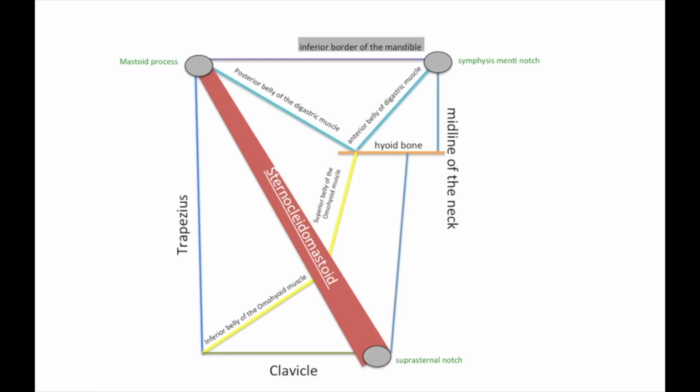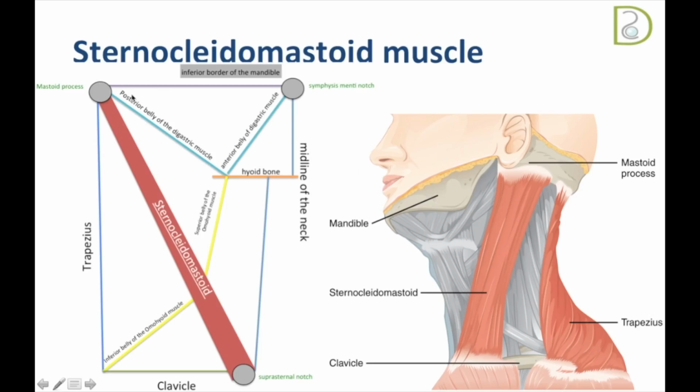Let's move to our second objective, which is the muscles of the neck. Okay, the sternocleidomastoid muscle. It arises from the sternal head, from the upper part of the anterior surface of the manubrium of the sternum, and the clavicle, which is the upper surface of the medial third of the clavicle, and is inserted into the mastoid process and the lateral third of the superior nuchal line.